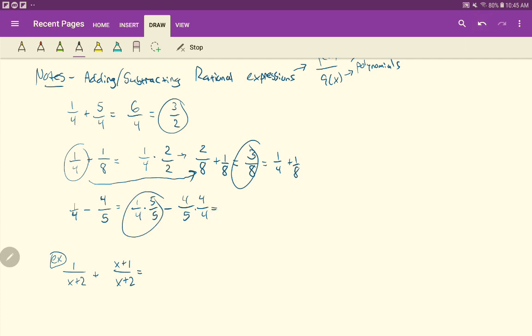So 1/4 times 5/5 becomes just 5 over 20, and then 4/5 times 4/4, so 4 times 4 makes the 16 there, and 5 times 4 makes the 20. Okay, and so there's our answer. And now we have that nice common denominator, so we can subtract our numerators. So 5 take away 16, and I guess I could write it like this, maybe, if that helps to see it. So we get negative 11, which doesn't simplify anymore.